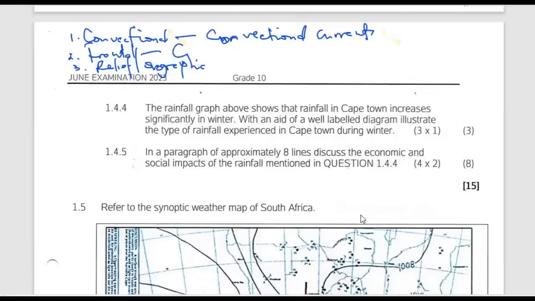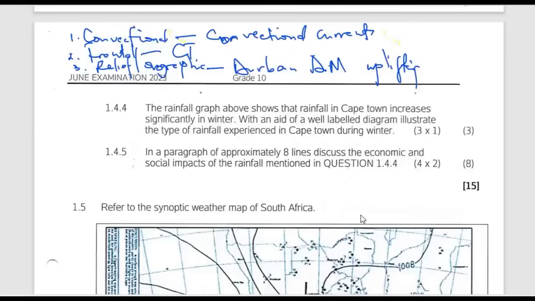Then frontal is the one that is experienced around Cape Town, which happens in winter because of the movement of the cold front. Then we have relief. This is typical of rainfall which is experienced around Durban because of the Drakensberg Mountains. There is uplifting, which happens as the warm moist air coming from the warm ocean current is forced to rise as it goes over the Drakensberg Mountains, leading to condensation at higher levels and ultimately the formation of clouds.